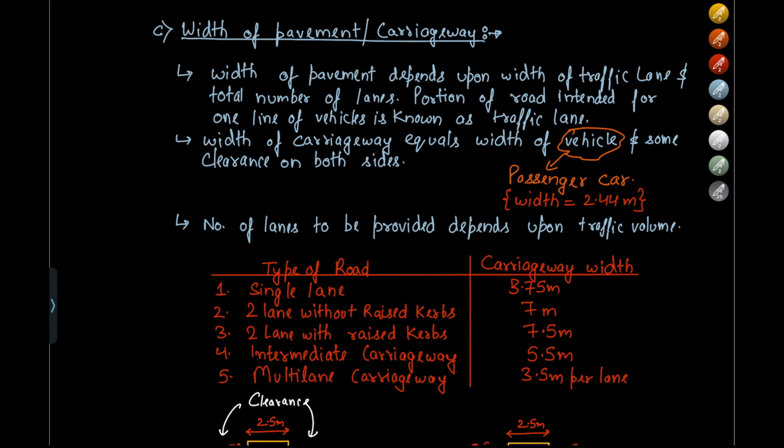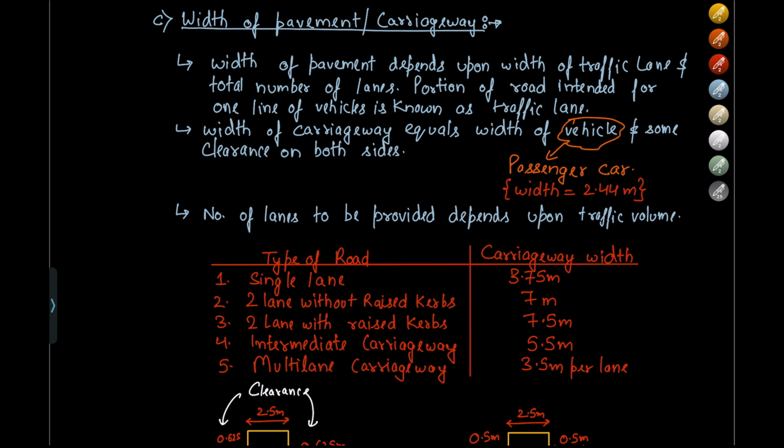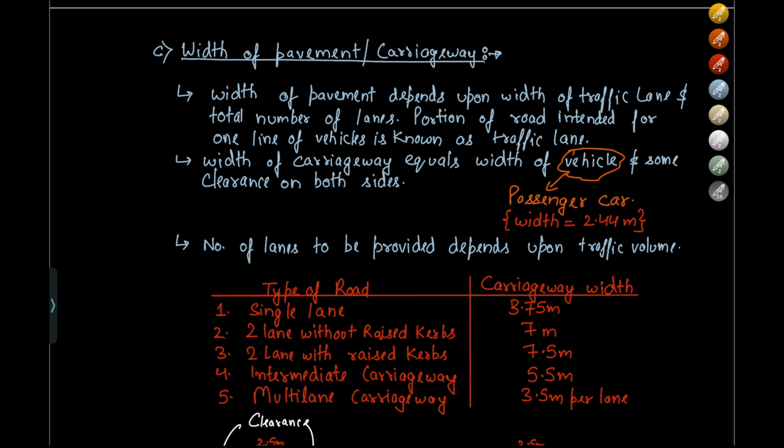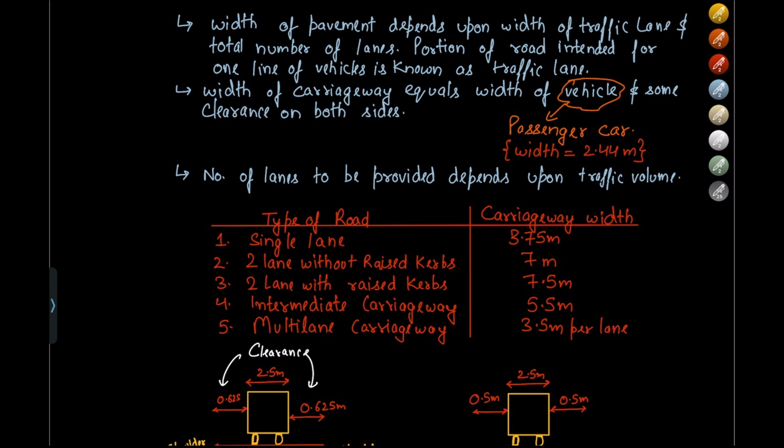Next, the width of carriageway is equal to the width of vehicle and some clearance on both sides. I have shown it in the diagram below, and I'll show that one also. The number of lanes to be provided depends upon the traffic volume. If the traffic volume is high, the number of lanes provided would be more, and if the traffic volume is less, the number of lanes would be less. Different types of roads have different carriageway widths.